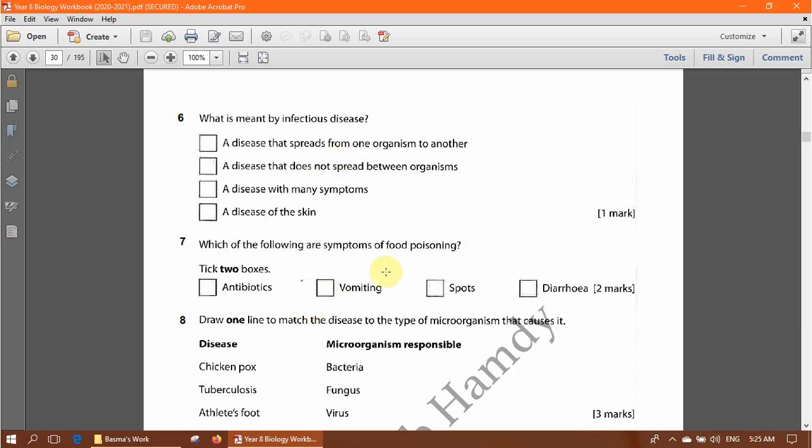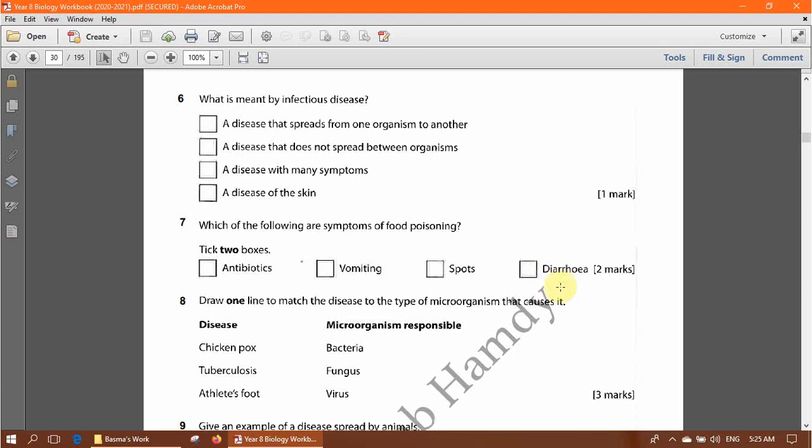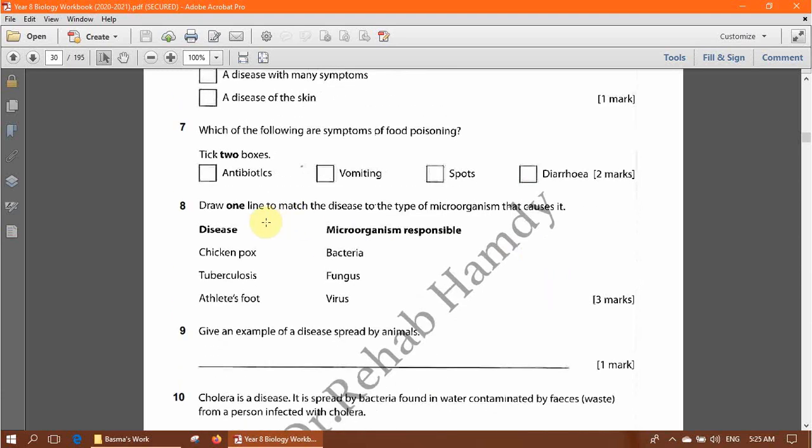Okay, what are the symptoms of food poisoning? It's mainly vomiting and diarrhea. We have to draw a line here. The chicken pox, it's a virus. The tuberculosis, it's a bacteria. The athlete's foot is also a virus. Sorry, a fungus. So chicken pox virus, tuberculosis bacteria, athlete's foot fungus.